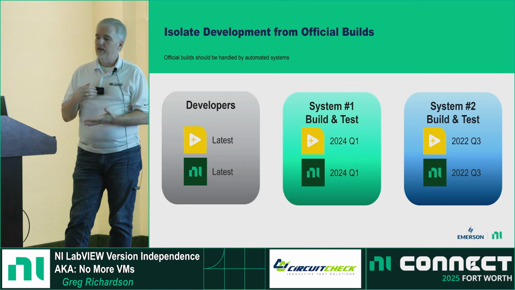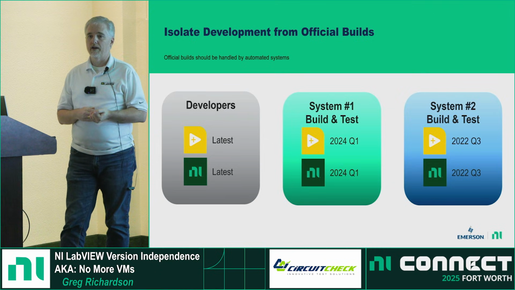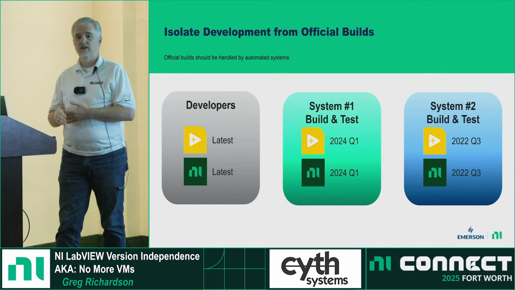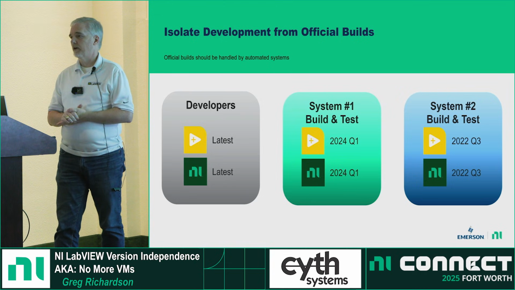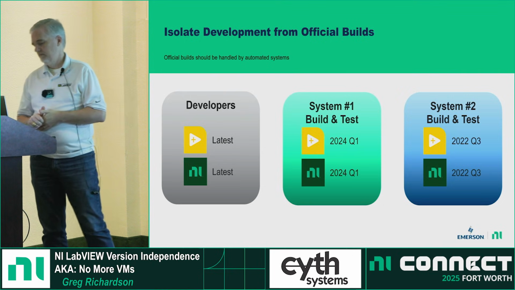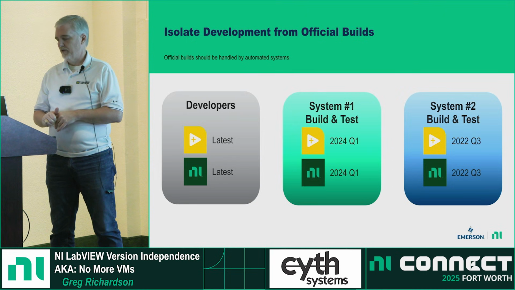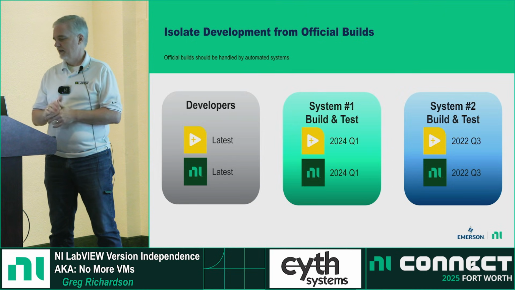So step 1 is making sure you have that CI/CD process. You have dedicated machines that have the right versions of all the software for whatever system is being built. And those can be run on every commit or however you schedule them. But they're independent of the developers.